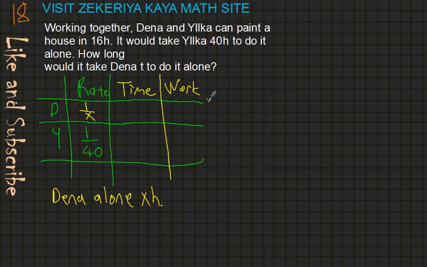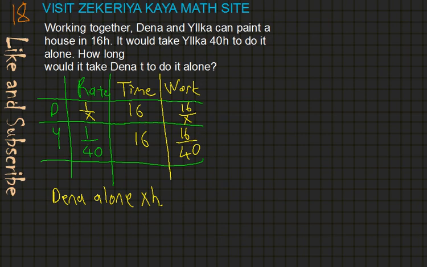So we must complete the table, time and work. Where is a time given? Another time given, which is 16 hours. What is this 16 hours? If Dana and Rita both work for 16 hours, this job will be completed. The work will be done. Do you understand? It's very important. So, let's find the work which they do. 1 over x times 16 will be 16 over x. 1 over 40 times 16 will be 16 over 40. So the sum of the work must be equal to 1.